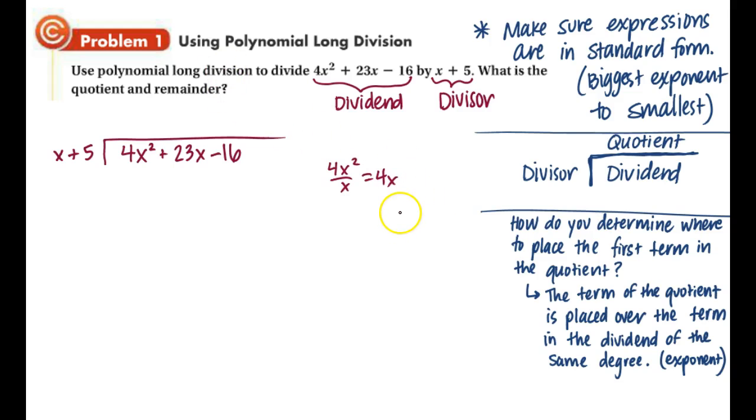And the way that you figure out where to place the first term in the quotient, taking a look at the bottom right corner, I have this written down. The term of the quotient is placed over the term in the dividend of the same degree. So we have 4x that has a degree of 1, the invisible exponent of 1. So that means we're going to place the 4x right above the 23x because it has the same degree.